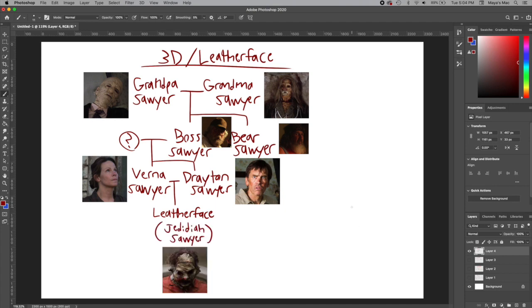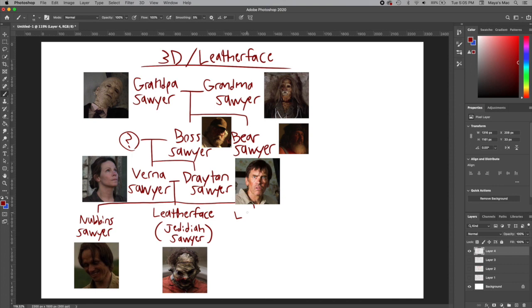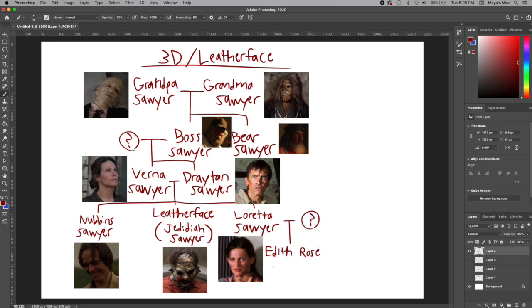It's a little more explicit in this timeline. So Verna Sawyer and her brother Drayton give birth to Leatherface, Nubbins, and Loretta Sawyer. And Leatherface's name in this timeline is Jedediah Sawyer. And then Loretta Sawyer, with an unknown person, probably one of her family members, gives birth to Edith Rose Sawyer, which is the real name of Heather Miller, who was taken from the family in Texas Chainsaw 3D.